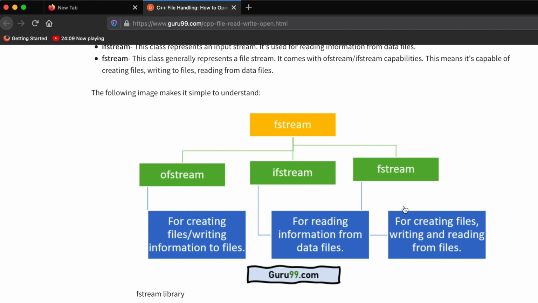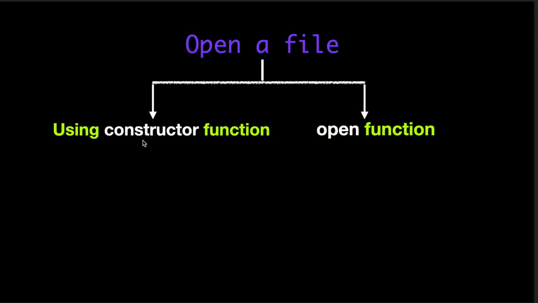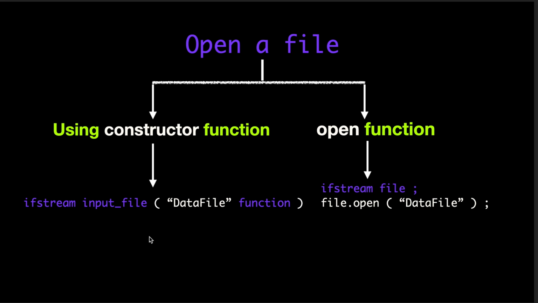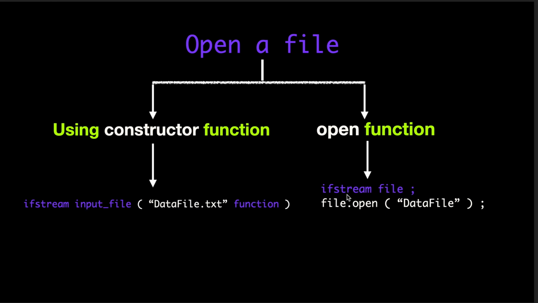Okay. Now moving on to the next step, how we'll open a file. So basically there are two ways we can open a file. The first one is using the constructor function and the second one is the open function. Okay, it will look something like this. For example, here you can see these are the two ways we can open a file.